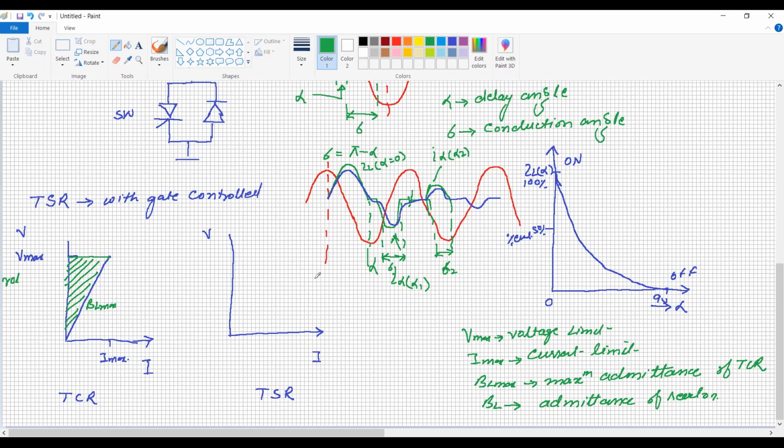Whereas the thyristor switched reactor is simply represented as, there is no hatching area. So it is acting as a switch. No doubt here is a Vmax and it is the Imax. And this is BL. It is represented by the thyristor reactor. So this area represents the controllable VAR output or absorption or generation, isn't it? And this is simply a switch.